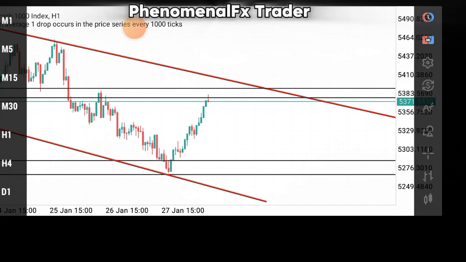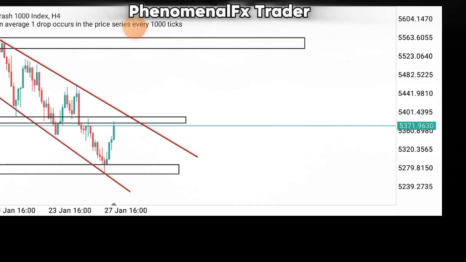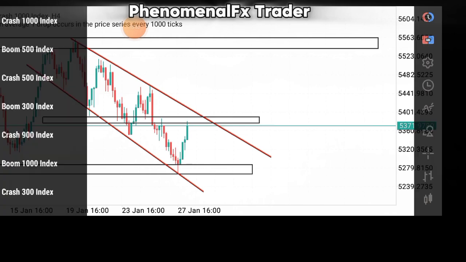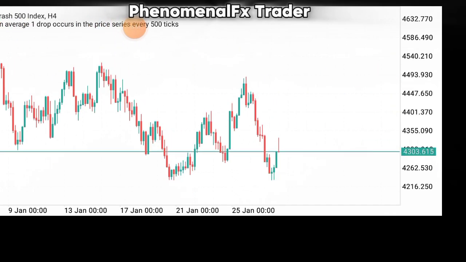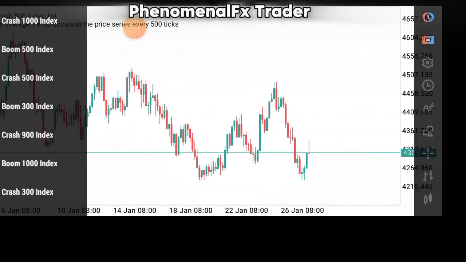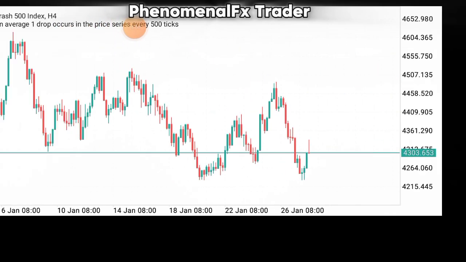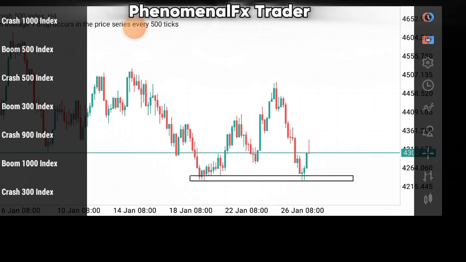All right. So if you can do this on all pairs, for example, let's quickly check another pair. Maybe Crash 500. Okay, you see Crash 500 actually bought from a zone. You see this is a zone here, and whoever saw this opportunity must have made so much profit.